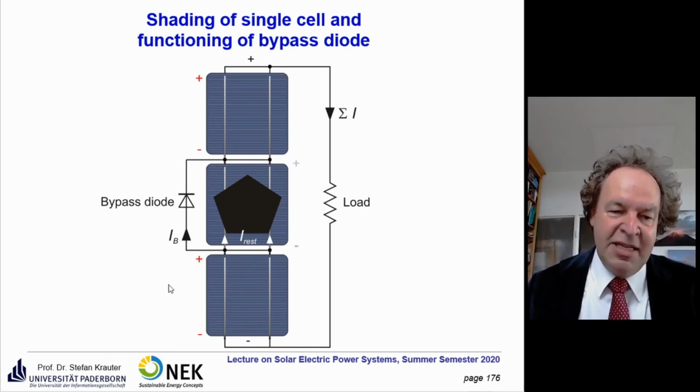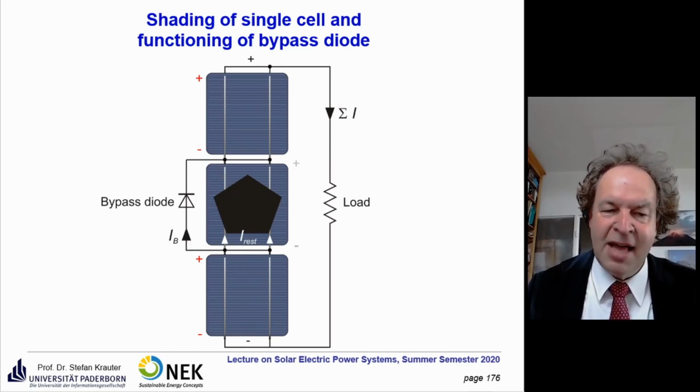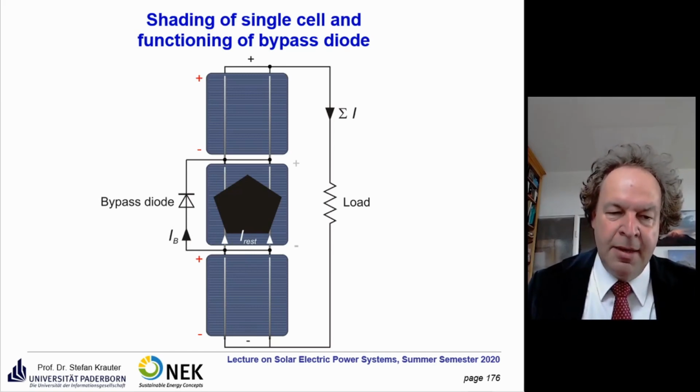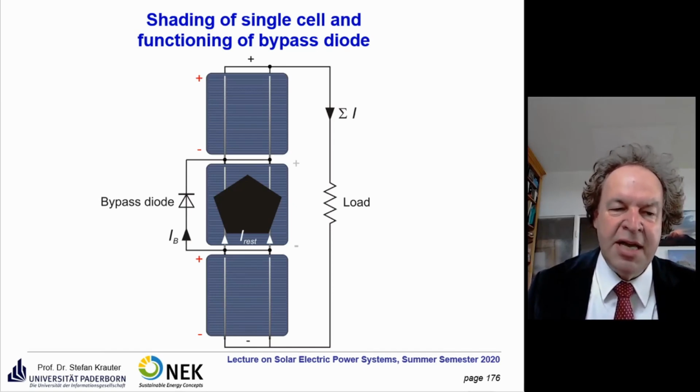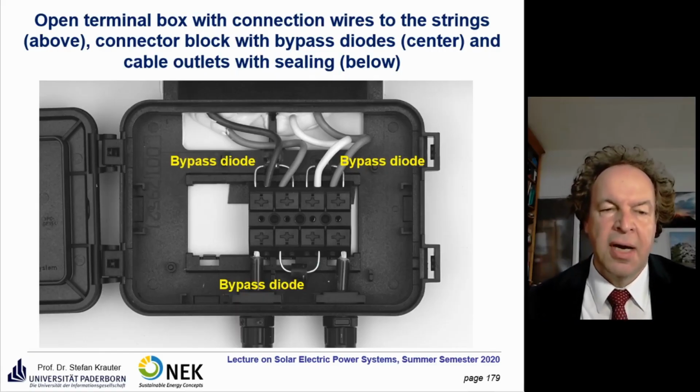Usually it would be best to apply a bypass diode to every single cell, but it's rather expensive and the manufacturing is quite complicated. So what has been done by the industry is that they apply a bypass diode to every string or every two strings, and they put them into the terminal box. Here you see the terminal box with the bypass diodes.